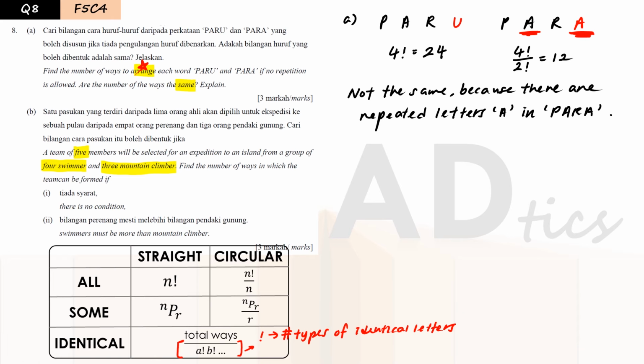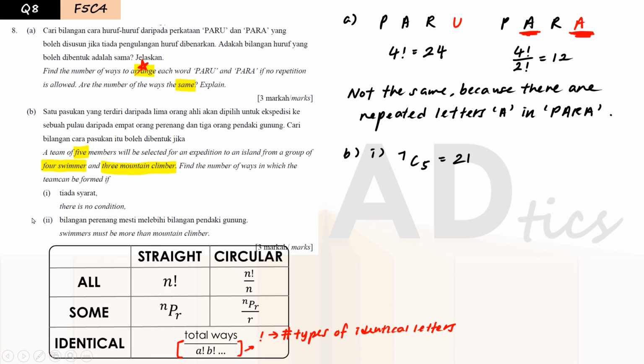So we are going to use the combination way, and for the first part it says there is no condition. So from the 7 people here, I will be choosing 5 of them to form the team. So this would be 7C5. From 7 people, I choose 5 of them. Once you put it into the calculator, you'll get the answer is 21.